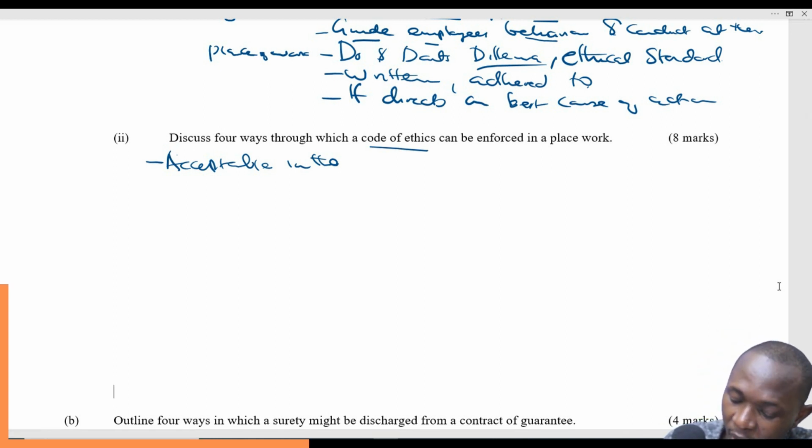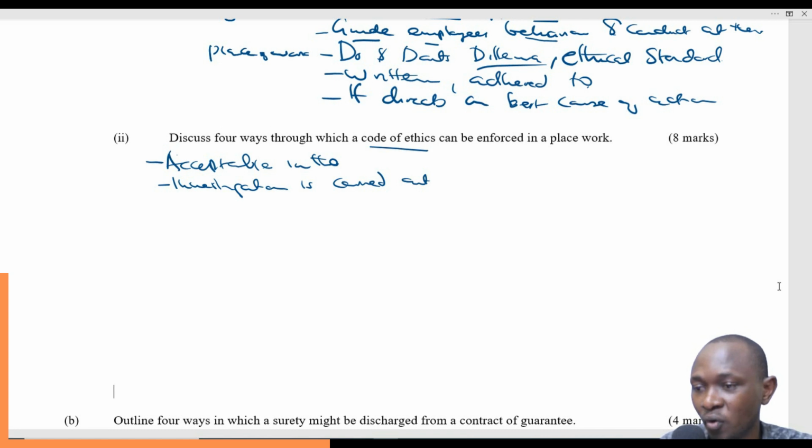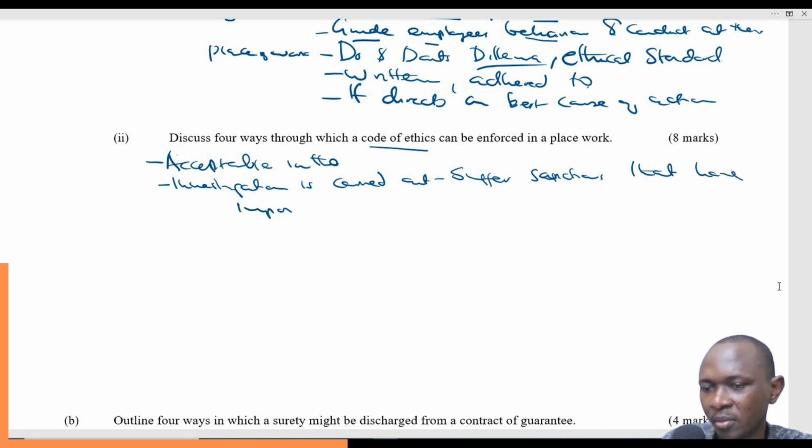code of conduct. Number one, if it's very clear that you have gone against the code of ethics, then it's very important that an investigation is carried out. And once it's found that you have gone against what has been stipulated in the code of ethics, then you are supposed to at least suffer the sanctions that have been imposed by the code of ethics.